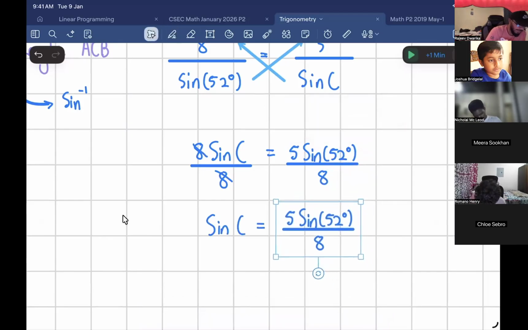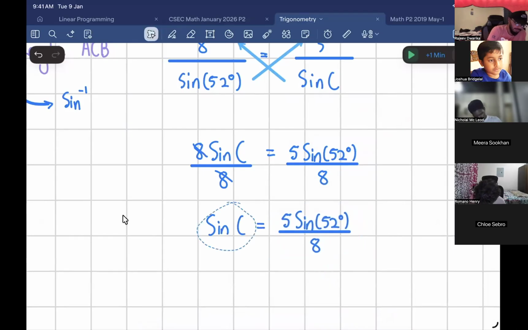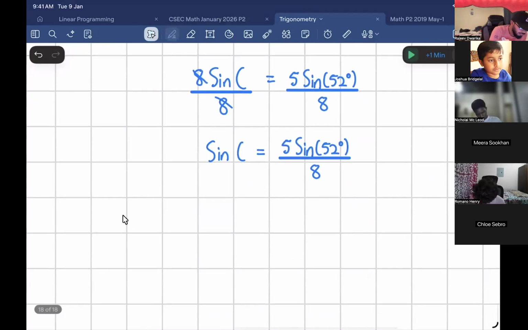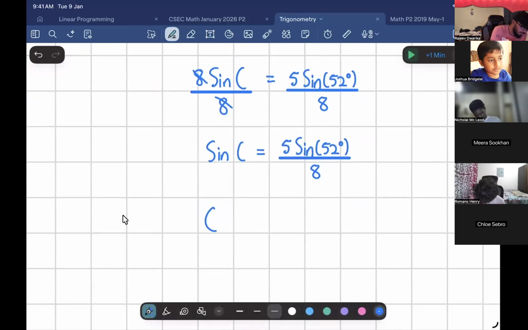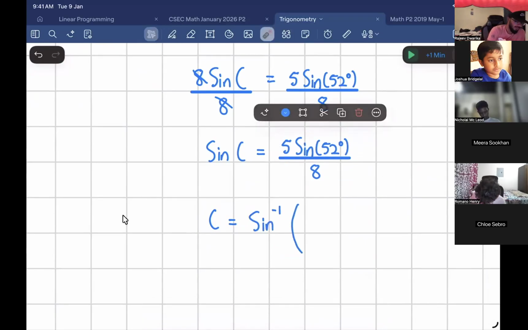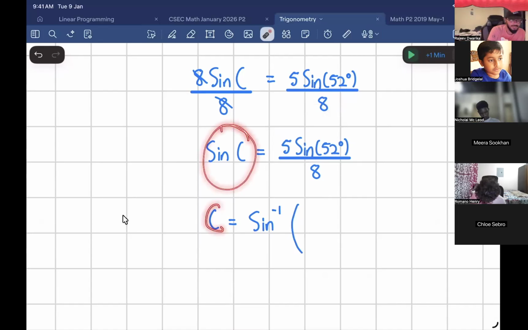Okay, so guys, I want to find for C. What is the opposite function of sine? Sine inverse, right? So if I want to find for C, I'll need to find sine inverse of both sides. When I find sine inverse of sine C, it'll just be C.